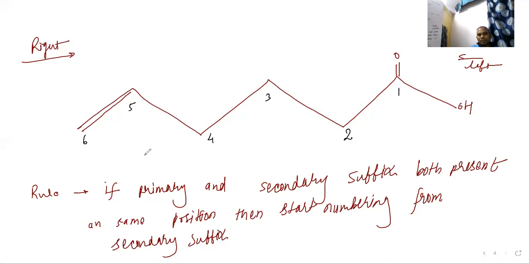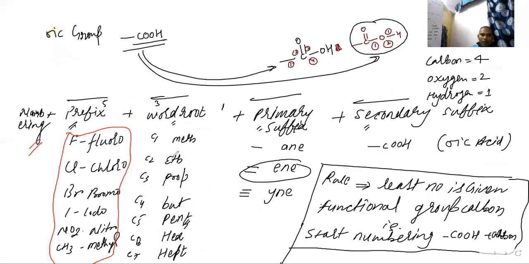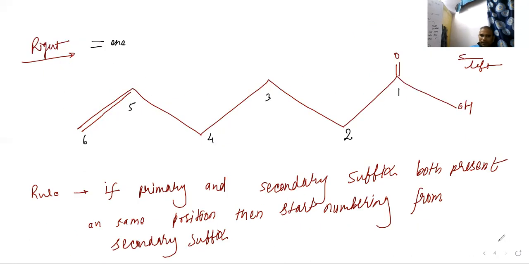Wait, sir. What was the double bond? Sixth, hexene. No, see. Firstly, we have to write the prefix, but the prefix was not there. Then we have to start from the word root. Then the primary suffix, we have to add ene. Then the secondary suffix, we have to add oic acid.